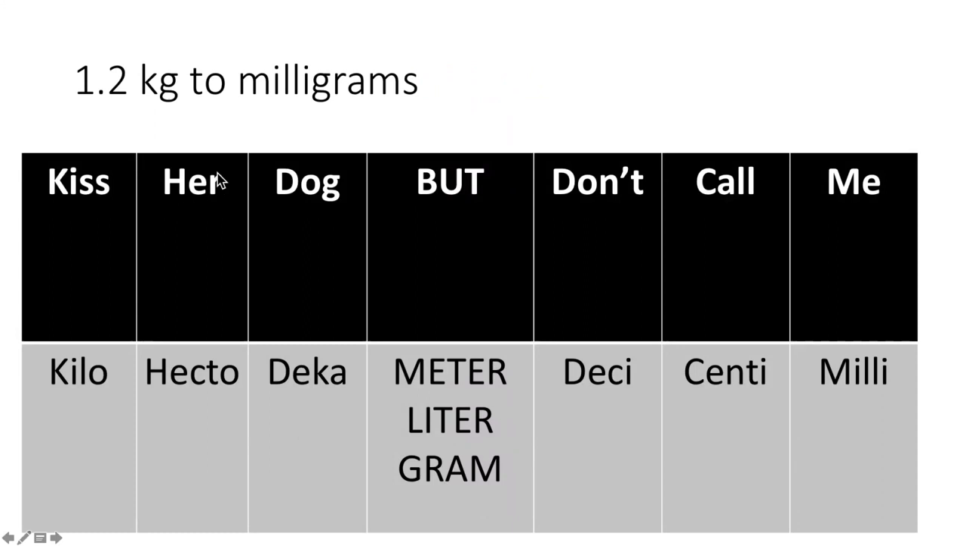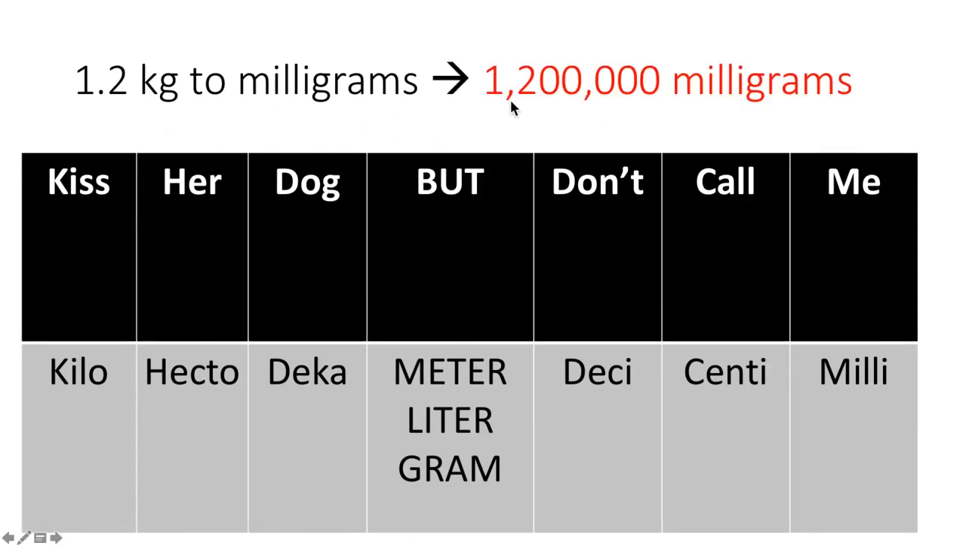So let's do a bigger one. So we have kilogram to milligram, and we have 1.2 kilograms to milligrams. Kilo here is in kiss. Milli here is in me. So it's 1, 2, 3, 4, 5, and 6, and 6 places to the right. When you move 6 places to the right, you're going to end up with 1,200,000 milligrams.